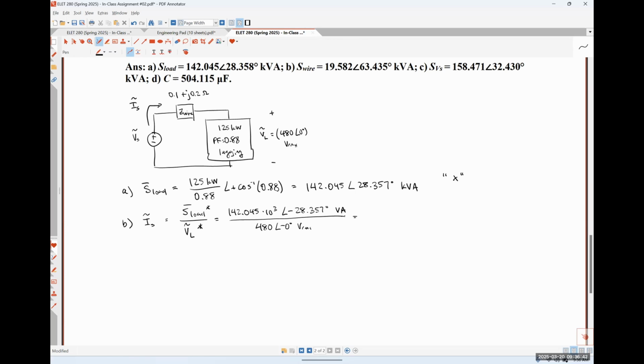And let's see. I want the conjugate of what I have stored in my calculator as X, divided by 480. So I got 295.928 with an angle of negative 28.358 degrees. Did anybody else get a similar result when they calculated their current?